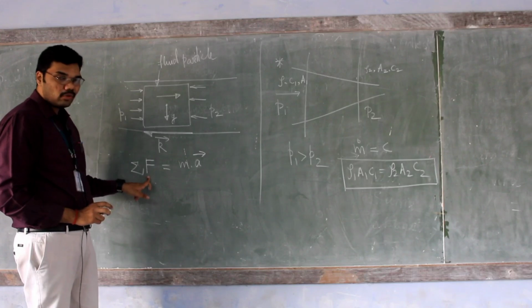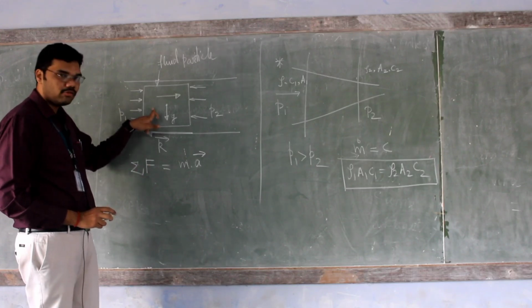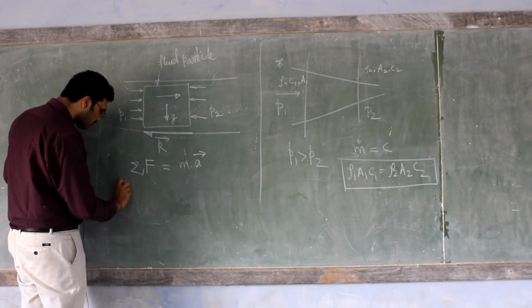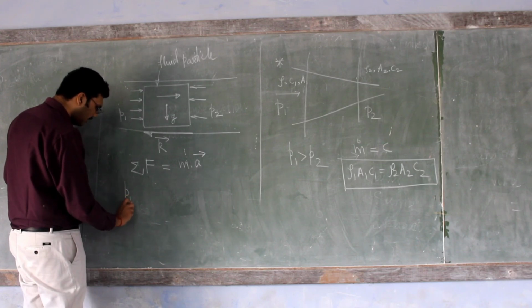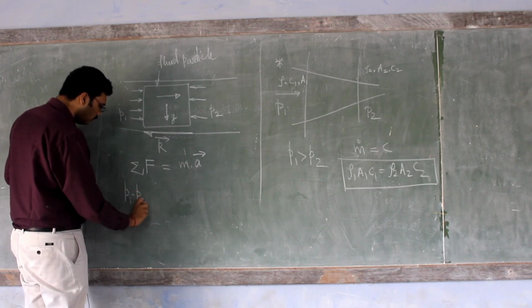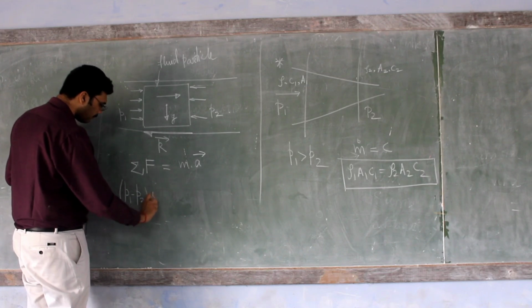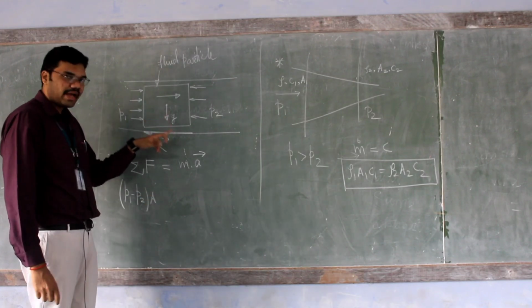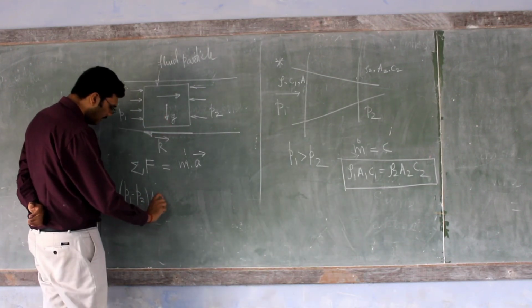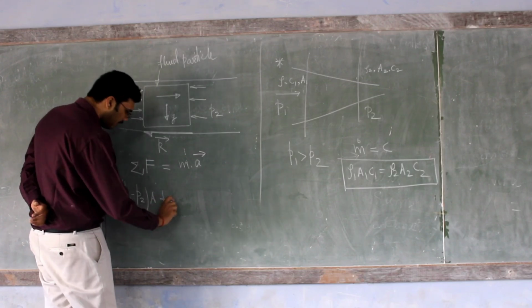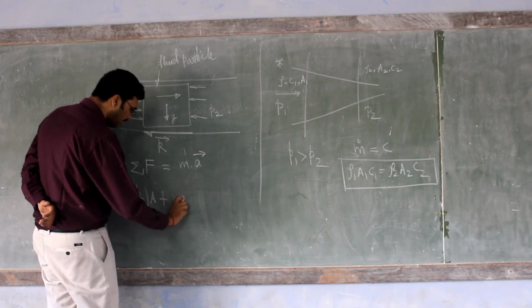So you know what the different kinds of forces acting on the fluid particle are. The first force is the pressure force. I can write it as P1 minus P2 multiplied by A. The second force that is acting vertically downwards is the gravity force. So I can write mass times gravity.